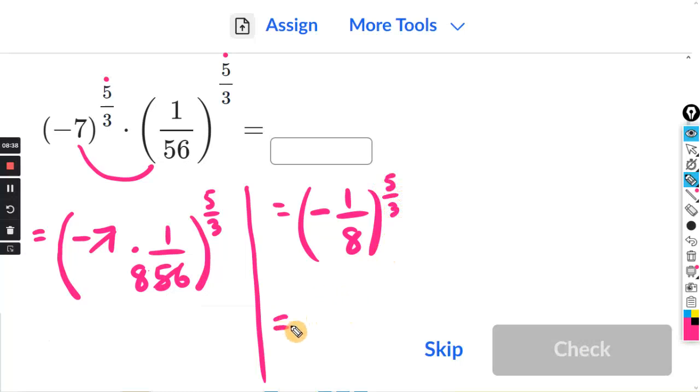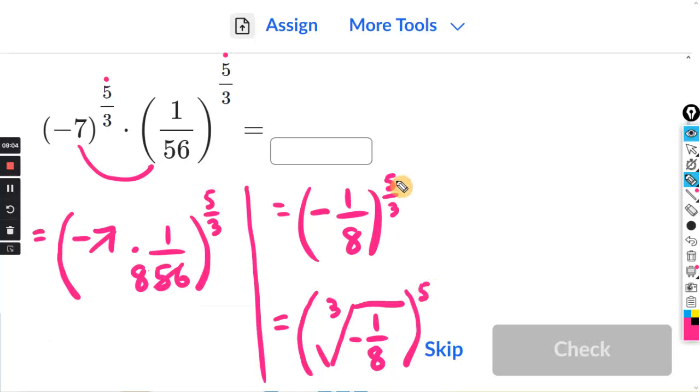Once again, the numerator is the exponent, the denominator is the root. So this is going to be -1/8, and that's the 3rd root of -1/8. And that whole thing is to the power of 5. The numerator is the exponent. The denominator is the root. All right, 3rd root of -1/8.